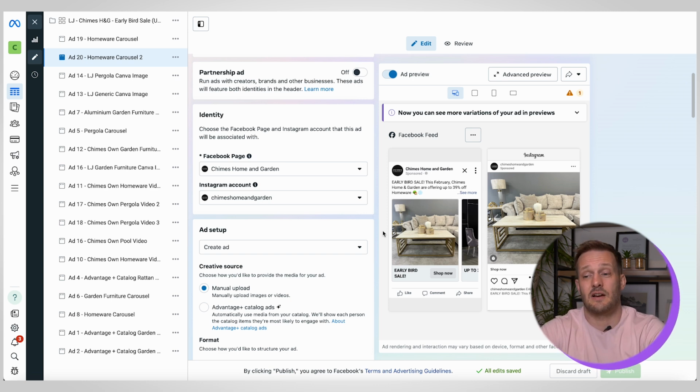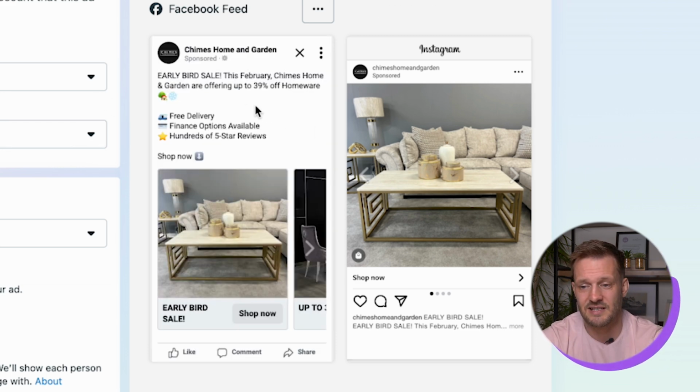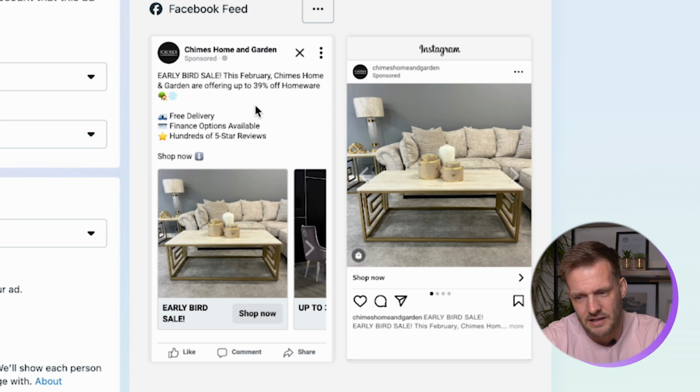This is a client that sells a range of furniture and garden furniture, etc. And we've gone with early bird sale. This February, Chimes Home & Garden are offering up to 39% off homeware. ...see more. They can then click down and they can see that they get free delivery, finance options are available, hundreds of 5-star reviews.